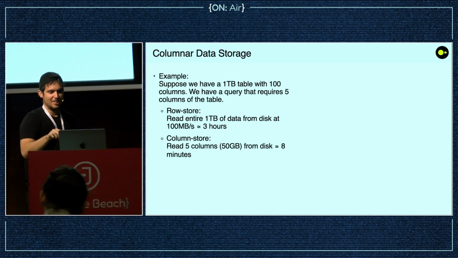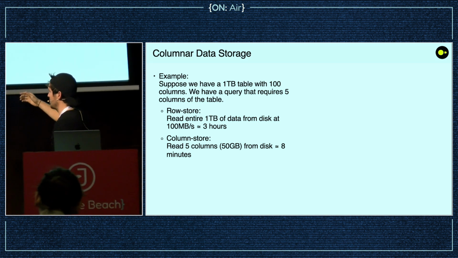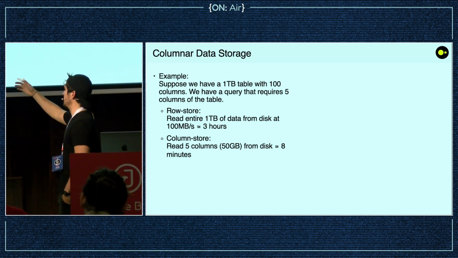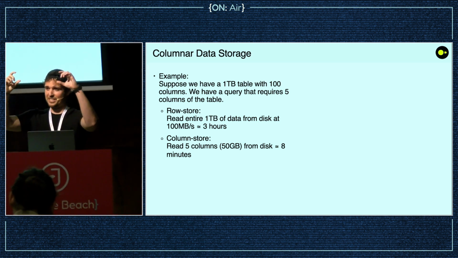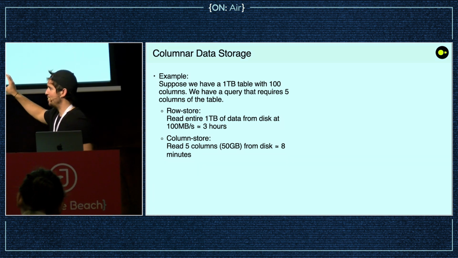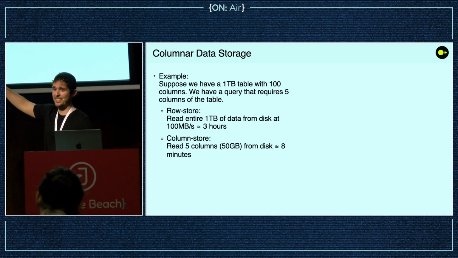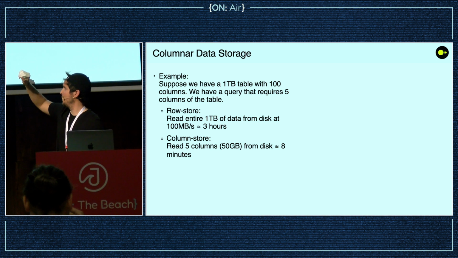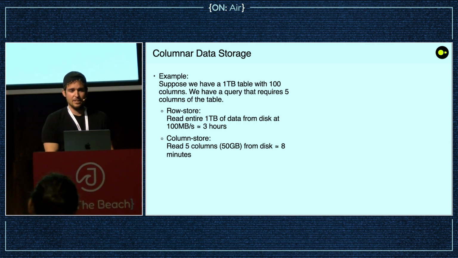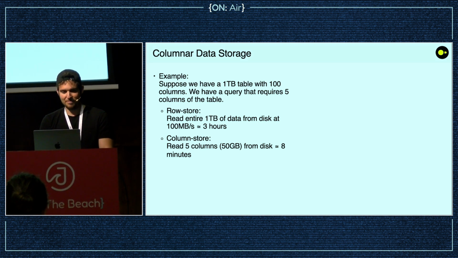On the column store, you're actually going to be able to read just the partitions you need, the columns. So 5 columns goes to 50 gigabytes, same speeds, about 8 minutes. Just this difference in layouts has significant gains. So any system that does analytics today, you can think of the SQL Server version for analytics, you can think of pandas, they're all doing columnar storage. There's no way that you can do the other one because the gains are so huge.